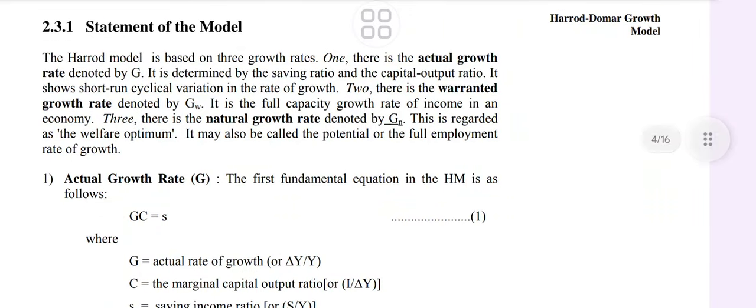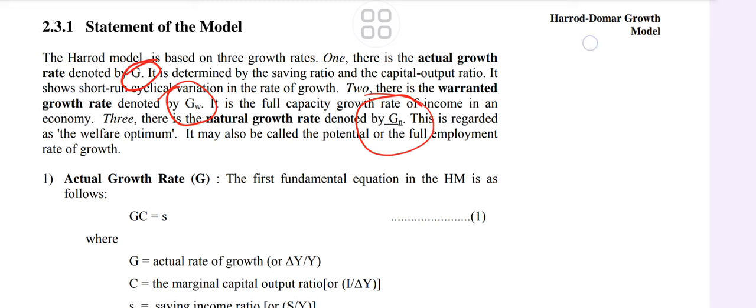So what is the statement of the model? Here, one, there is the actual growth, as I already told you. Two, there is the warranted growth rate. The actual growth rate is represented by G, and the warranted growth rate is represented by GW. It is the full capacity growth rate of income in an economy, and there is the natural growth rate, which is GN.